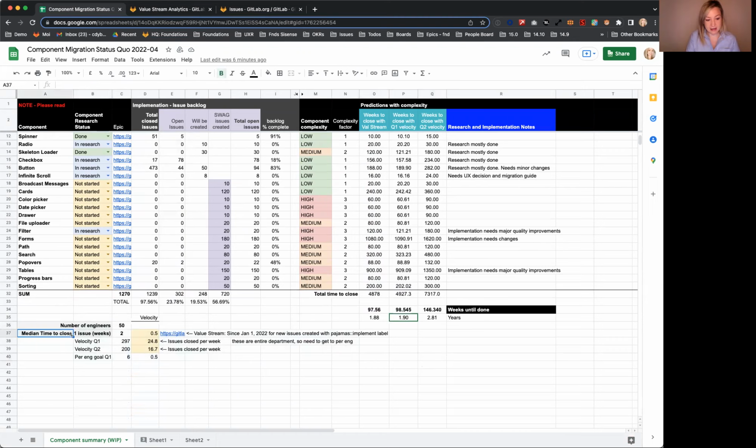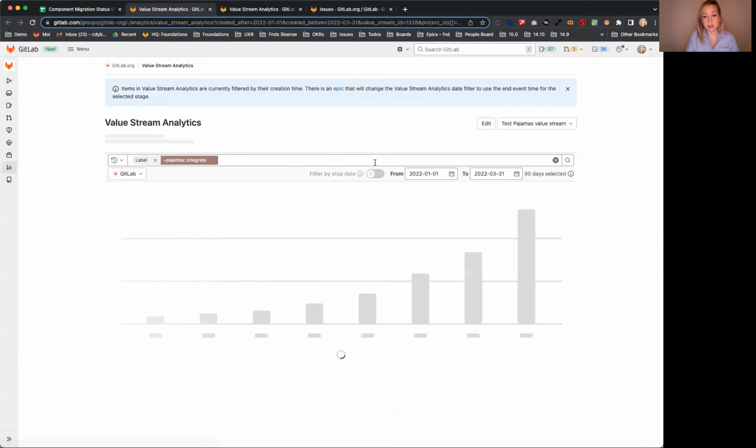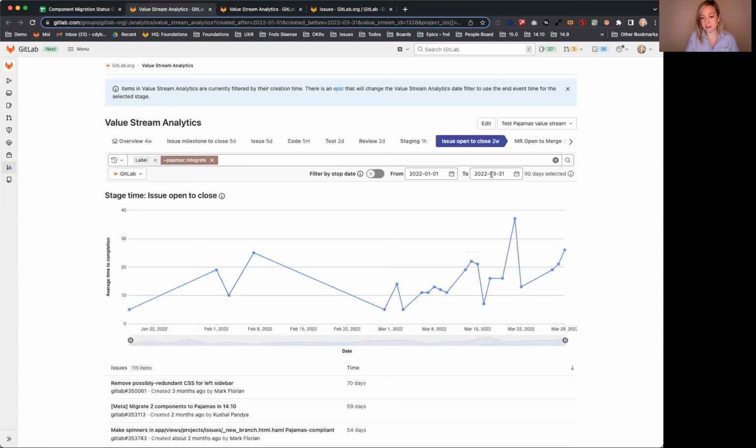So the median time to close all of our issues, if I open that in value stream, I was looking on the pajamas integrate label from January the 1st to March 31st. And the issue time open, like from the time the issue is created and the time the issue was closed, was 2 weeks. I wasn't able to do time issue assigned to issue closed, which I think would have been more accurate here. What this is also doing is I've turned it on to filter by start date. So these are only the issues that were generated by our team during that time and closed during that time.